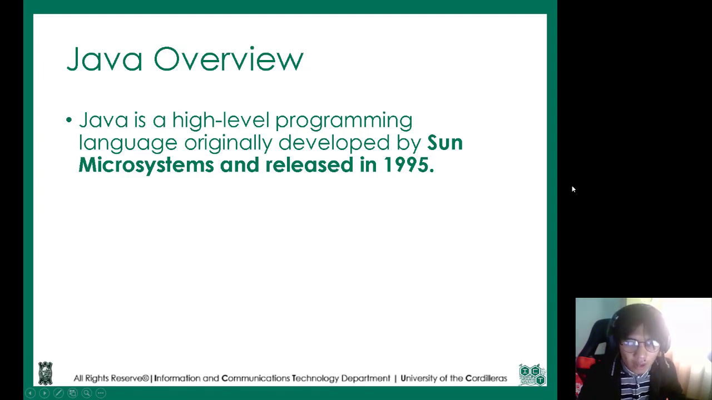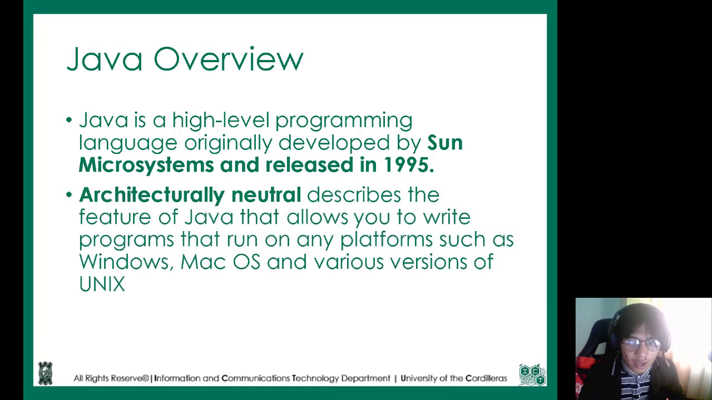CP11A will talk about Java programming all throughout. Okay, Java is a high-level programming language, as I have mentioned earlier, and it was developed by Sun Microsystems, and it was released in 1995. Okay, it's actually what we call architecturally neutral. Now, it describes a feature of Java that allows you to write programs that run on any platform. Remember that, when we say architecturally neutral, it can run on any platform such as Windows, Mac OS, and various versions of Unix. Also, as of now, Java programming can actually run even on your mobile phones, which is a good thing.